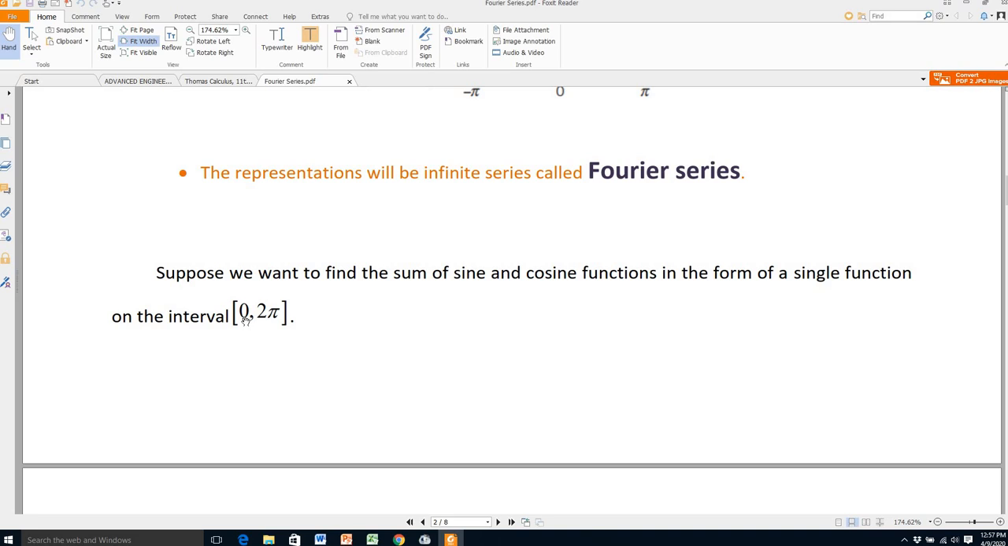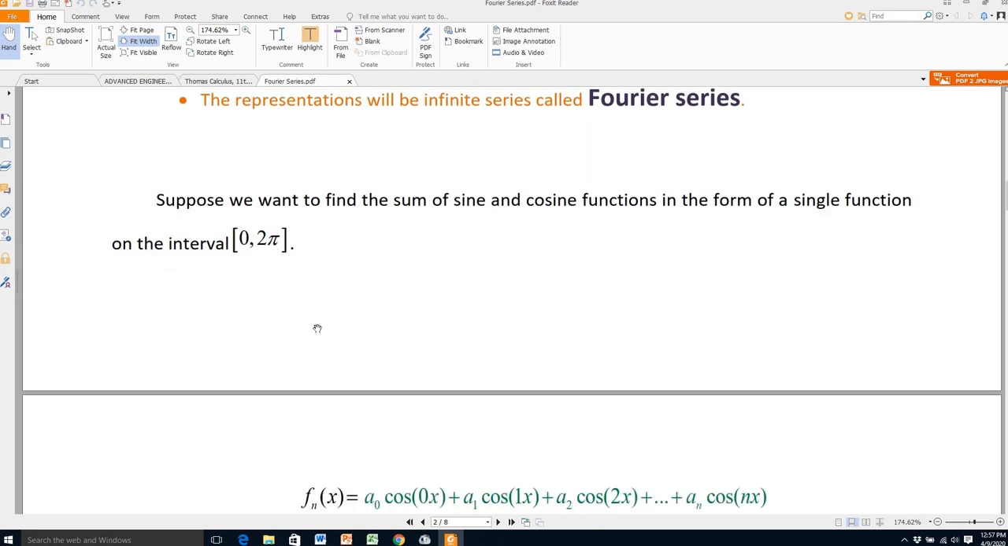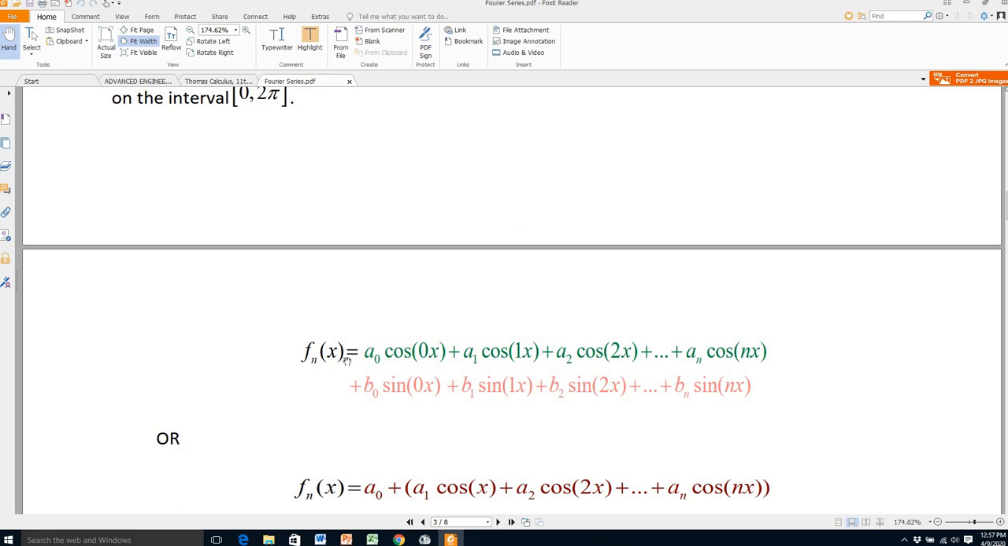Let's suppose our interval is 0 to 2 pi. Here f_n of x is equal to a0 cos 0x plus a1 cos 1x plus a2 cos 2x, and so on, plus an cos nx, plus b0 sin 0x, b1 sin 1x, b2 sin 2x, and so on, bn sin nx. You know that cos 0 is equal to 1 and sin 0 is equal to 0. So here this term remains, but at this point this term vanishes.